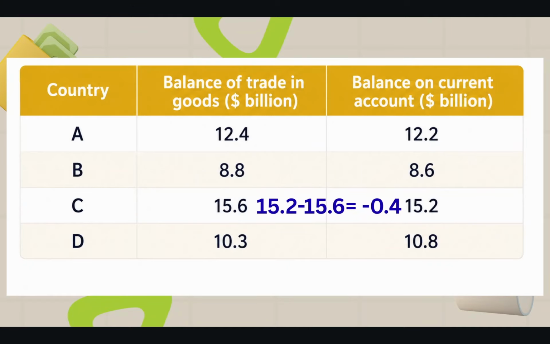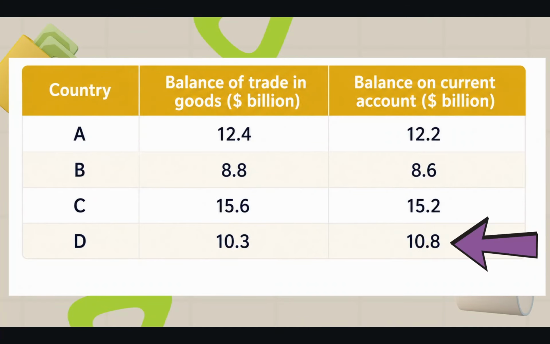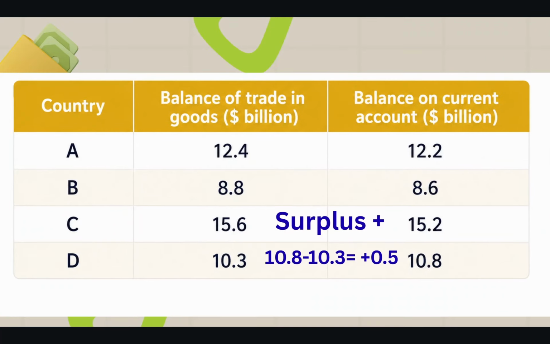Again, not a surplus. Option D, 10.8 minus 10.3. That gives us positive 0.5. That's a surplus. So in other words, D is the correct answer. They wanted the biggest surplus.